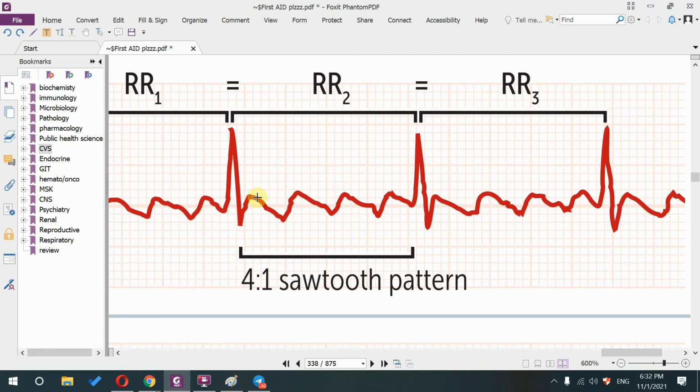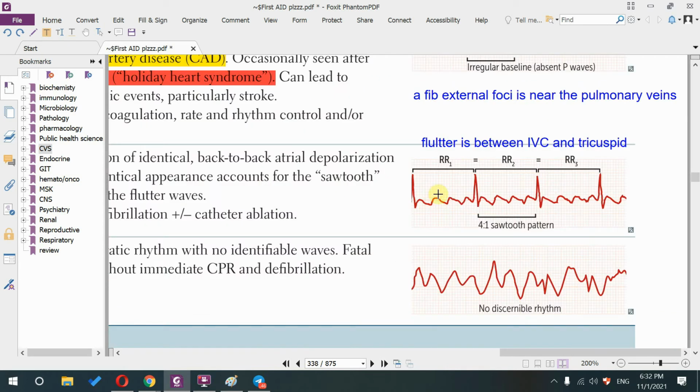What does that mean? Well, if you have too many flutter waves back to back, that means that your atria is depolarizing so many times. How come this is happening? Well, there are some ectopic foci located near your SA node, in your right atrium, that lead to recurrent impulses. So that leads to the creation of this sawtooth pattern.